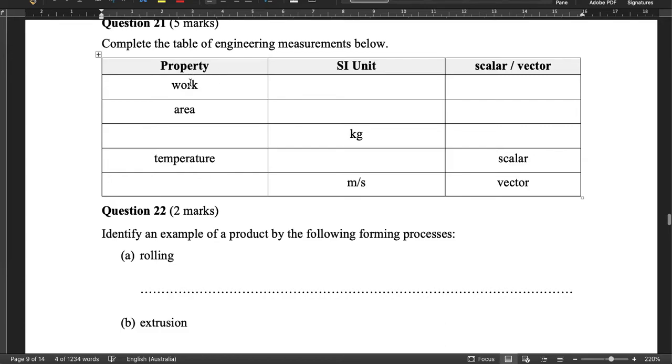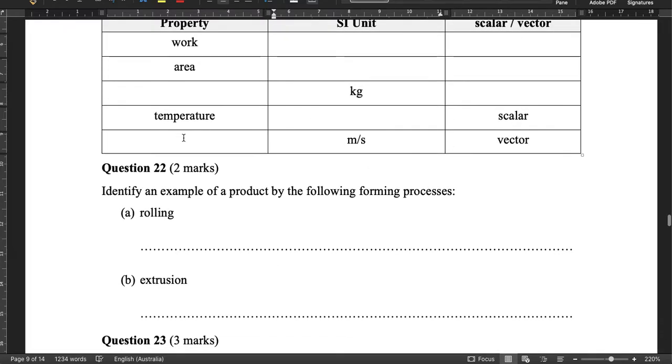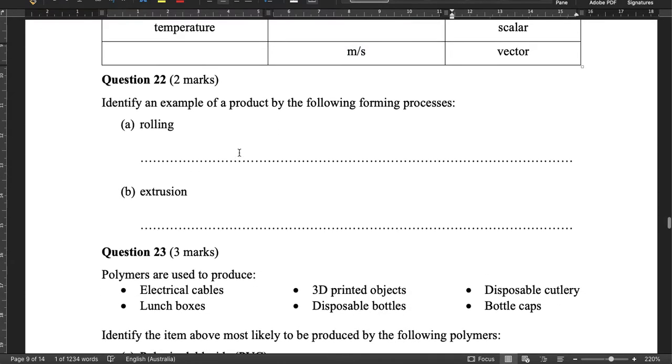Work. The unit for work is joules. Because it involves force, work is force times displacement. Force is a vector. Area is meters squared, it's a scalar. Kilograms, mass is a scalar. Temperature is measured in Kelvin, and it's a scalar. And meters per second, and it has a vector. So meters per second could be speed or velocity, but because it says vector, it's going to be velocity.